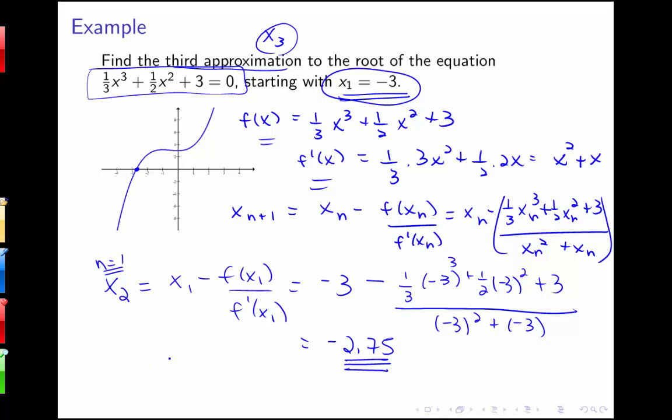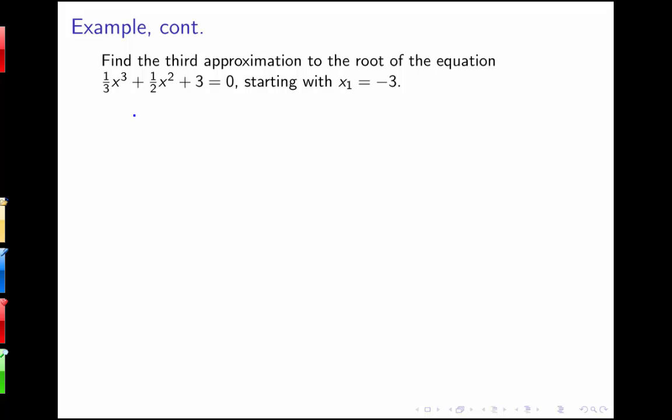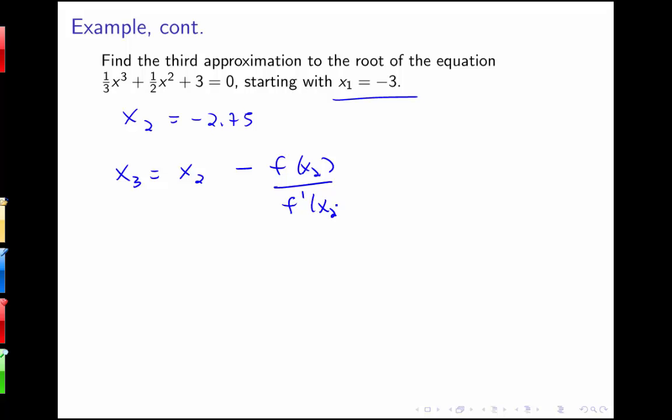So since I need a little bit of room, we'll go to the next slide. So we've got x1 is negative 3. We found x2 is negative 2.75. So now x3 is going to be x2 minus f of x2 over f prime of x2. So I'm going to have negative 2.75 minus f of negative 2.75. So that'll be 1/3 negative 2.75 cubed plus 1/2 negative 2.75 squared plus 3.